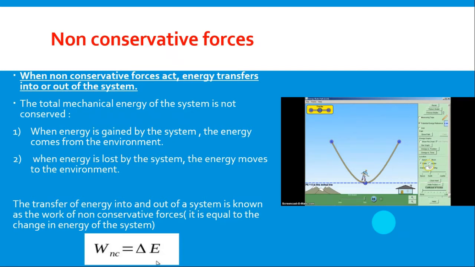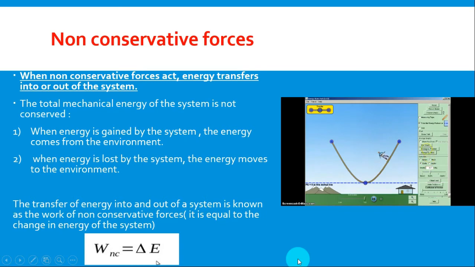In this case, the total mechanical energy is not conserved, is not constant. When energy is gained by the system, the energy comes from the environment. When energy is lost by the system, the energy moves to the environment. What does it mean? Let's watch this video, then I will explain to you.